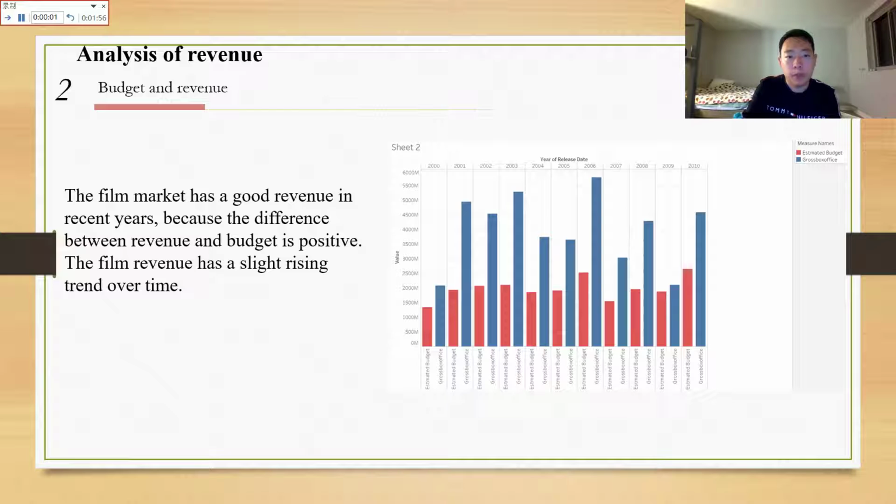The second is about the budget and the revenue analysis. Based on the bar charts, we can find that the film market has a good revenue in recent years because the difference between the box office revenue and the budget is positive, and the blue bar chart represents the real revenue of the box office, and the red bar chart represents the estimated budget. The film revenue has a slightly rising trend over time from 2000 to 2010.